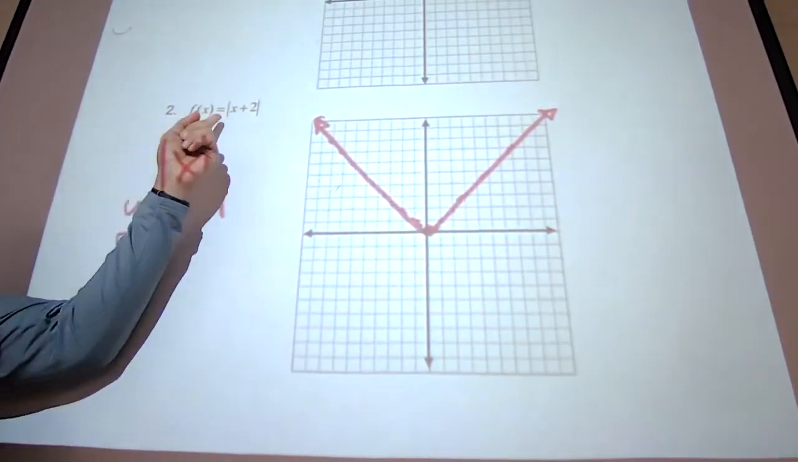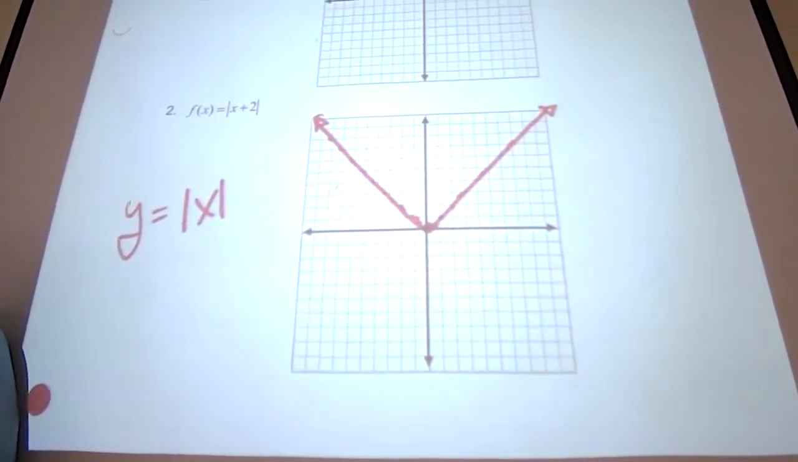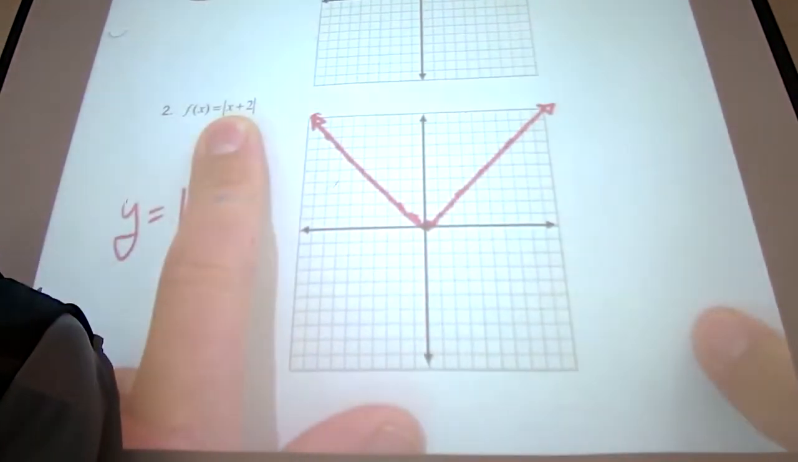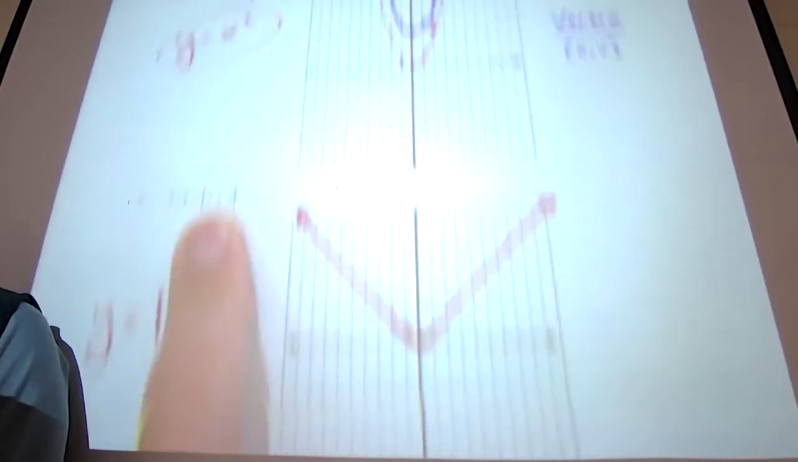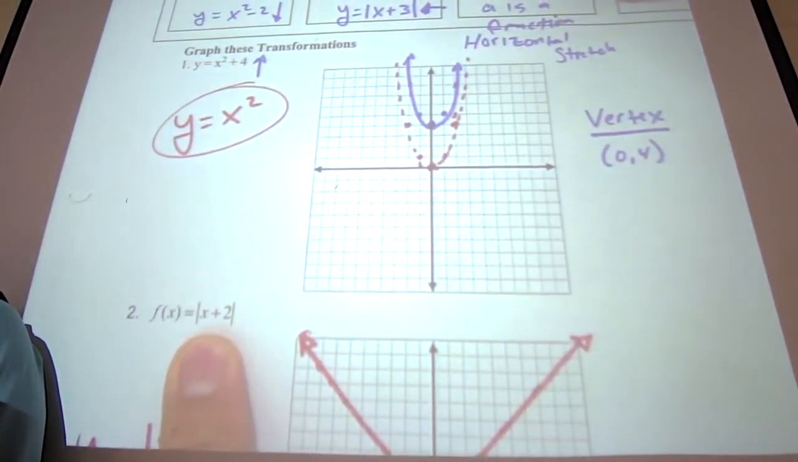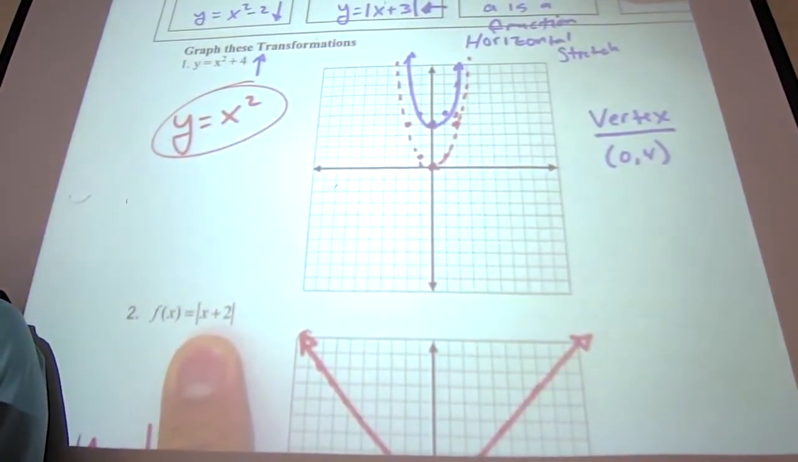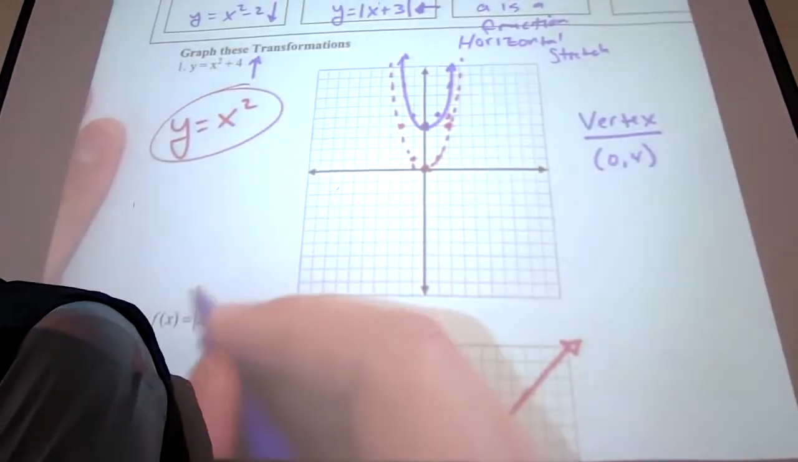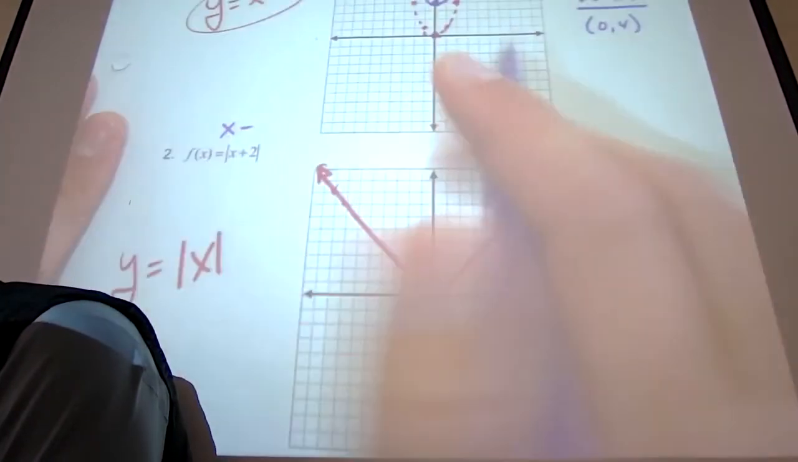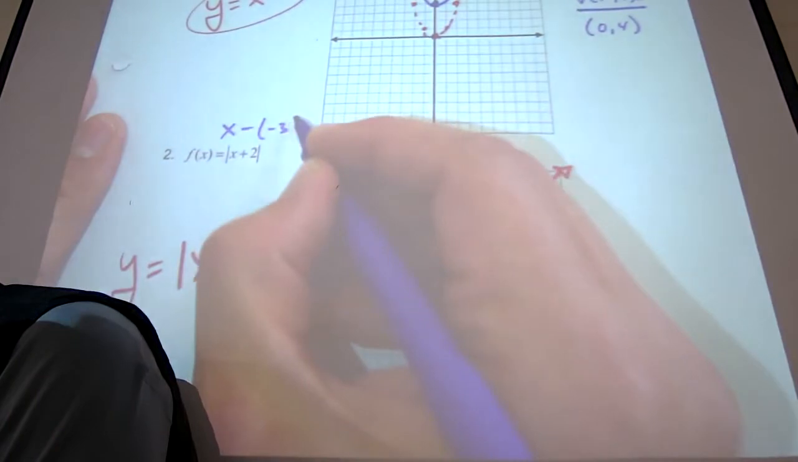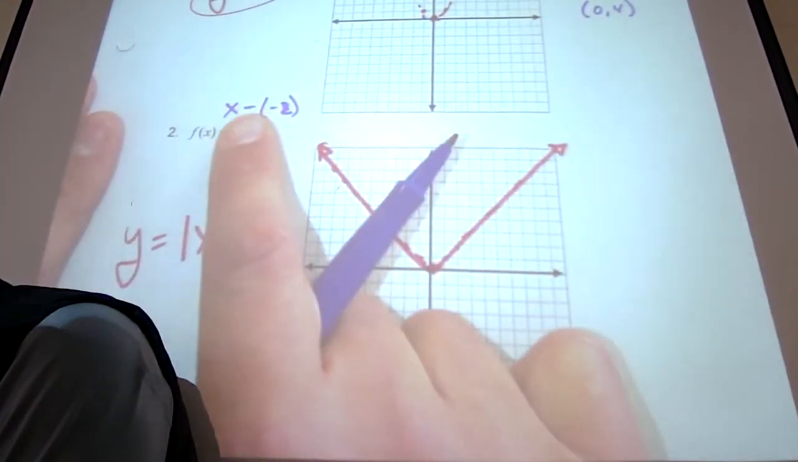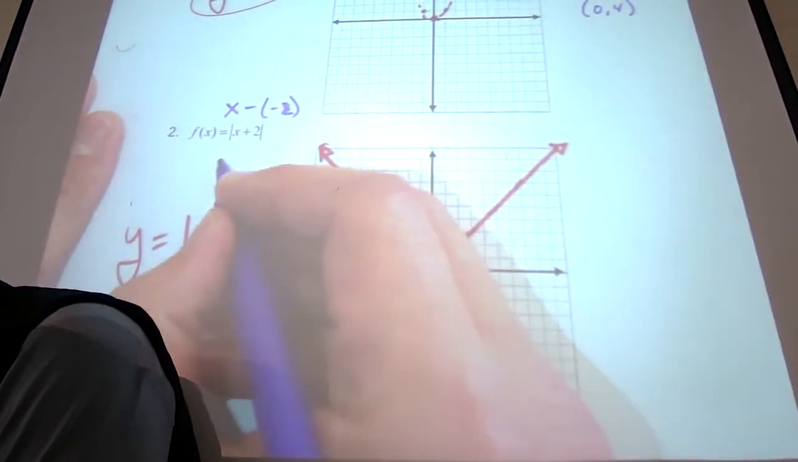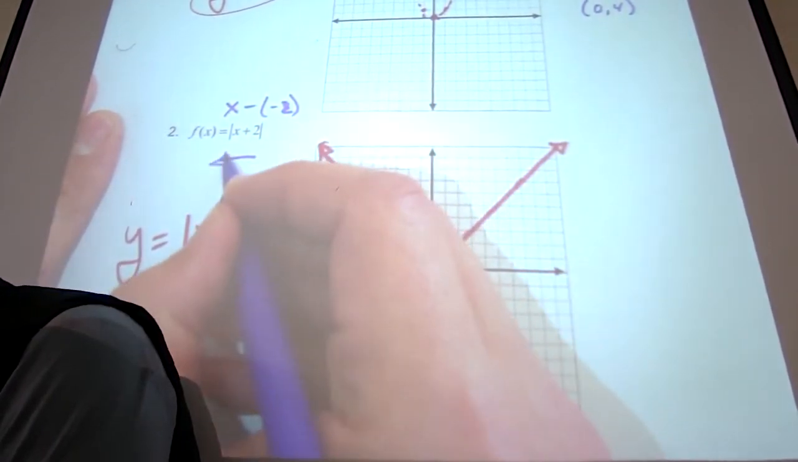Well, I don't want the parent function. I want this guy with the transformation. Now that one is on the inside. That's a b value. Okay, so we go back. If I see y equals the absolute value of x plus 2, that's really x minus -2. That is a shift to the left.